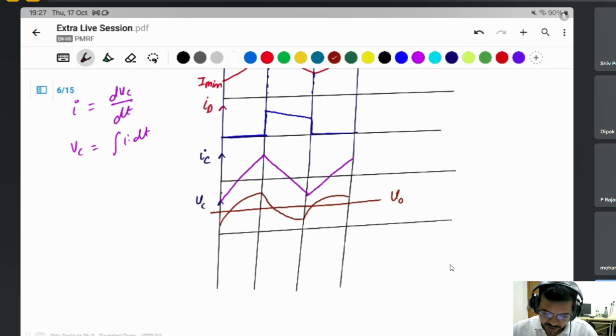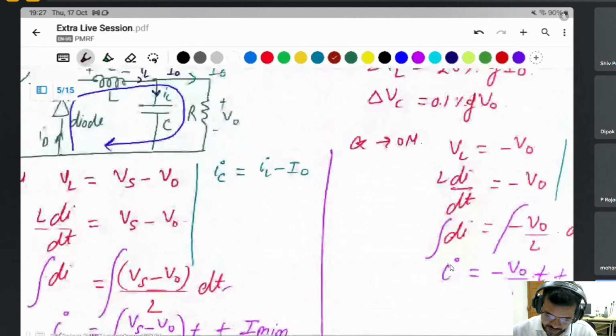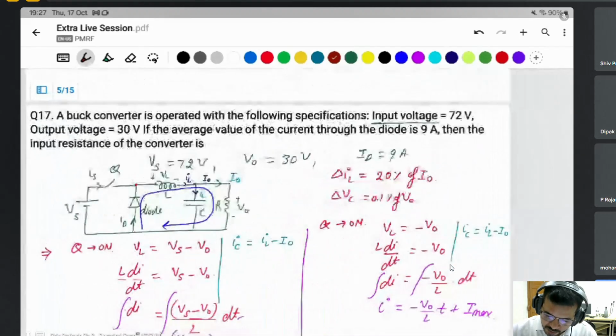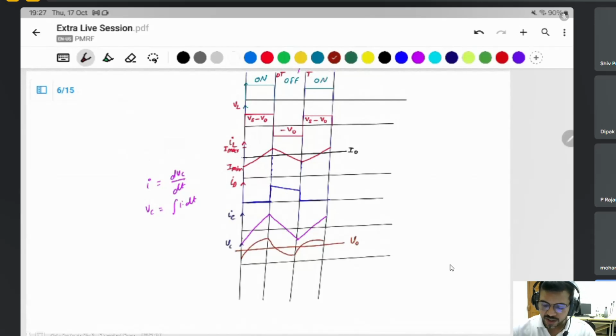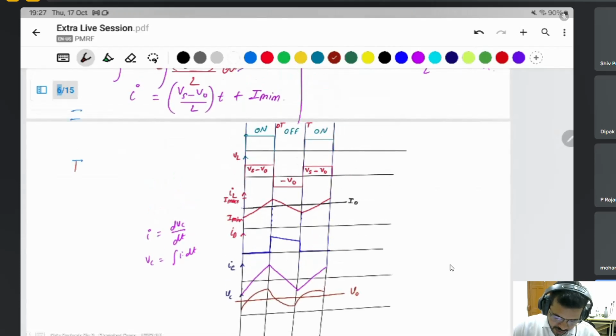This is the structure of the buck converter, and it asks about the diode current, which is given as 9 ampere. The diode current flows after the switch is off, which means for 1 minus D time. Then you can say ID is equal to (1 minus D) times IL. The average of IL is the same thing, I naught.